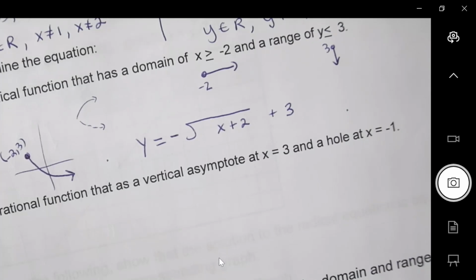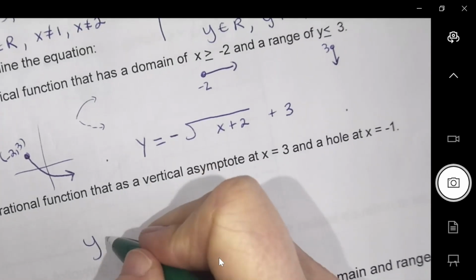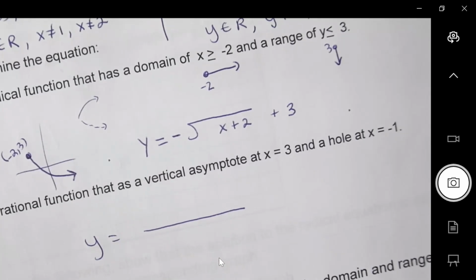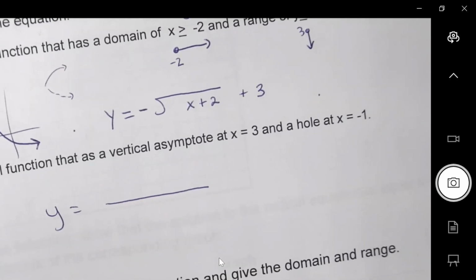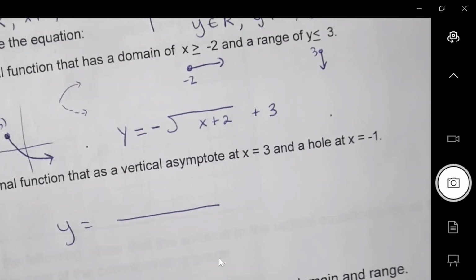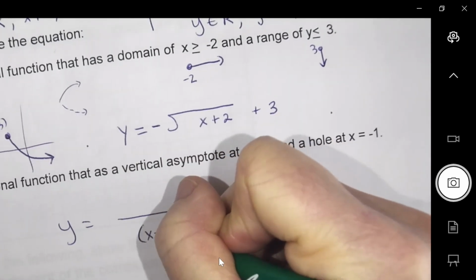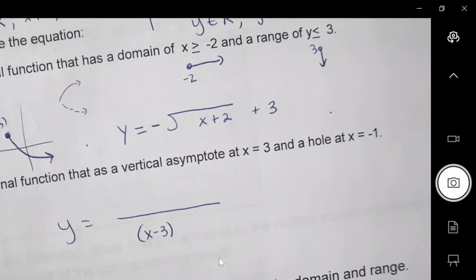Okay, write a rational. So give me a rational, which is a fraction, to have a vertical asymptote at 3. That means there's a factor x minus 3 on the bottom.